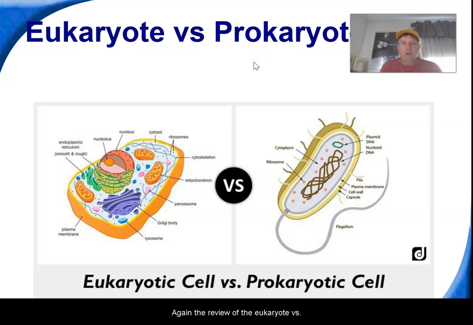Again, the review of the eukaryote versus the prokaryote. Over here we have the prokaryote. Again, we have the cell membrane, the cytoplasm, the ribosomes, and the DNA. And keep in mind, the prokaryotic cell does not have a nucleus. Over here at the eukaryotic cell, again, we have the cell membrane, the cytoplasm, the ribosomes, and the DNA is inside a nucleus. So, we have a nucleus here, no nucleus over here, and we have organelles over here, which we'll talk about shortly.